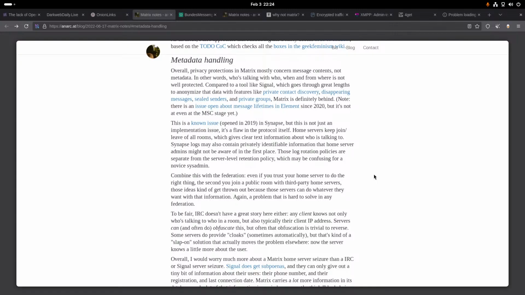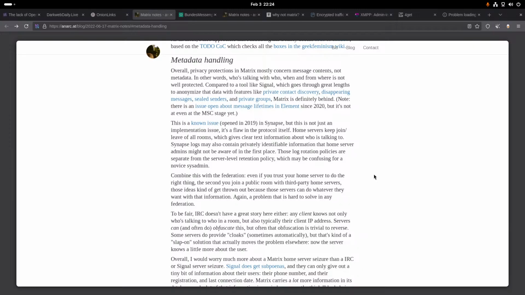Note, there is an issue open about message lifetimes in Element since 2020, but it's not even at the MSC stage yet. This is a known issue, opened in 2019 in Synapse, but it's not just an implementation issue, it's a flaw in the protocol itself. Home servers keep join/leave events of all rooms, which gives clear text information about who's talking to whom.